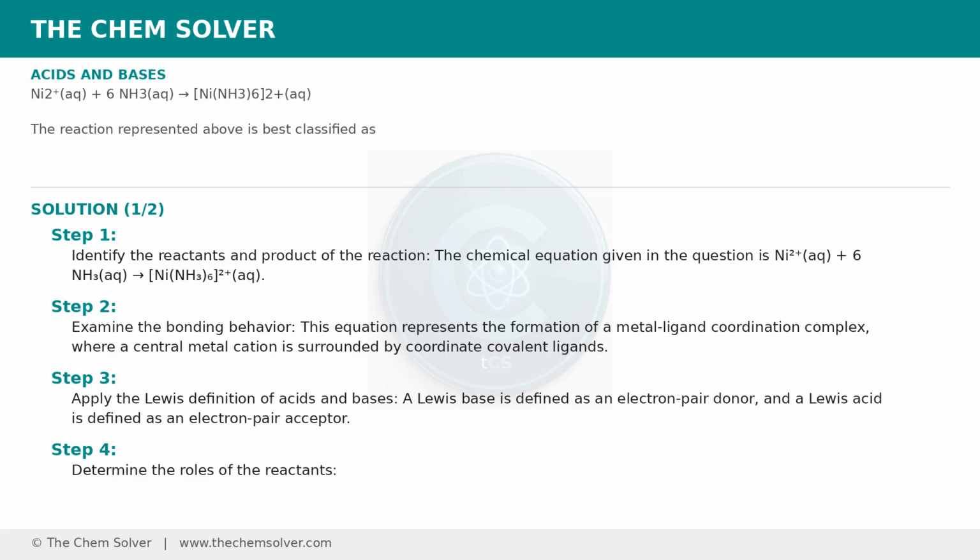Apply the Lewis definition of acids and bases. A Lewis base is defined as an electron pair donor, and a Lewis acid is defined as an electron pair acceptor. Determine the roles of the reactants.